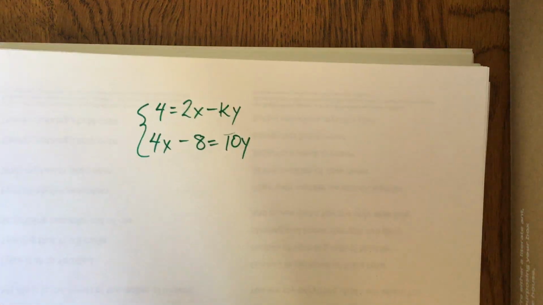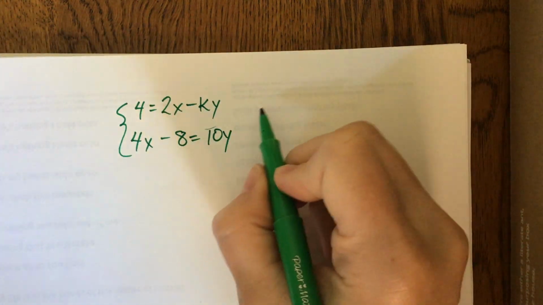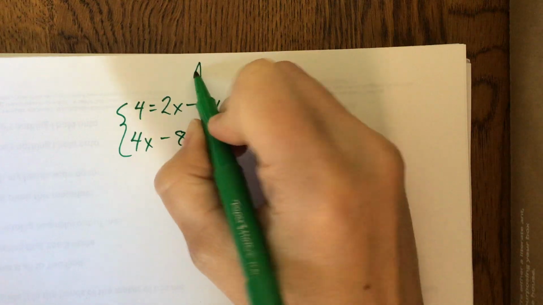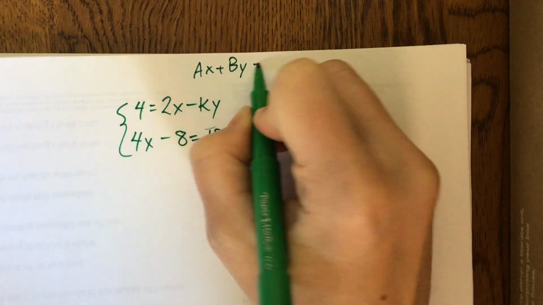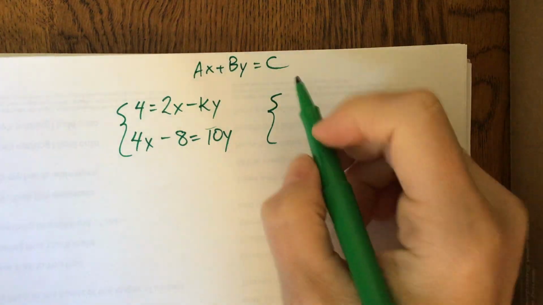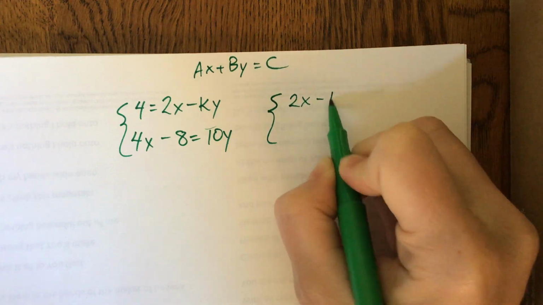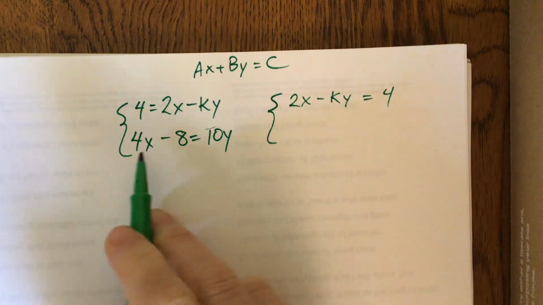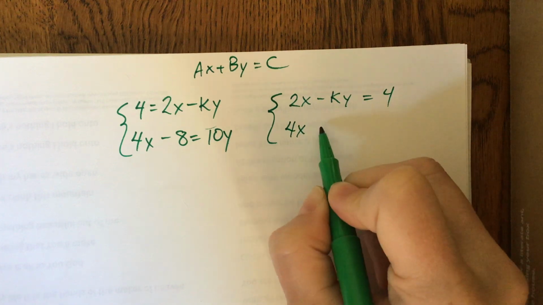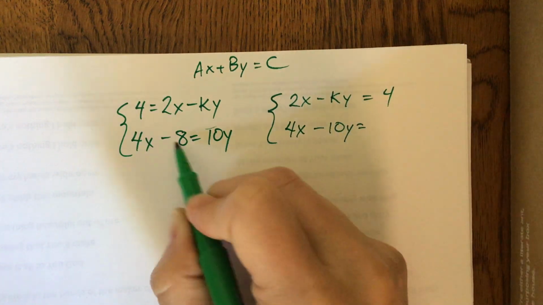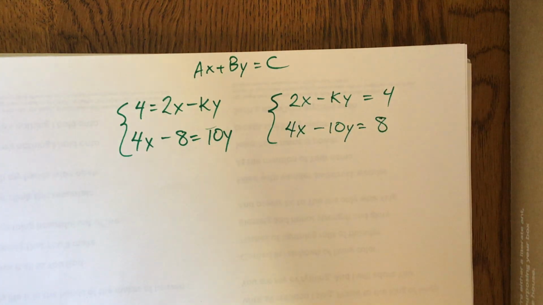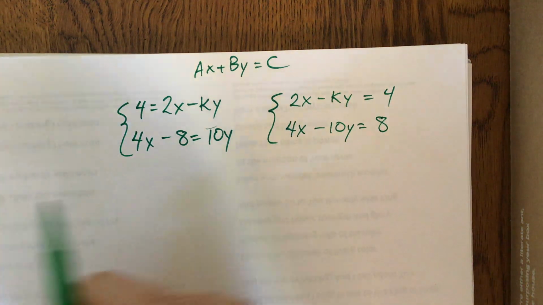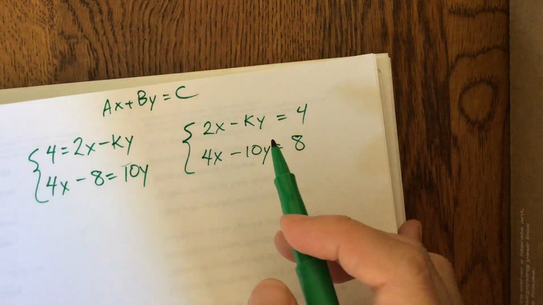To begin with, this is kind of in a form that I don't really like. So let's move it so that it's in the ax plus by equals c form. Over here, this becomes 2x minus ky equals 4. This one becomes 4x minus 10y equals, move that to the other side, a positive 8. Okay, and now I can find the slope of each of these.